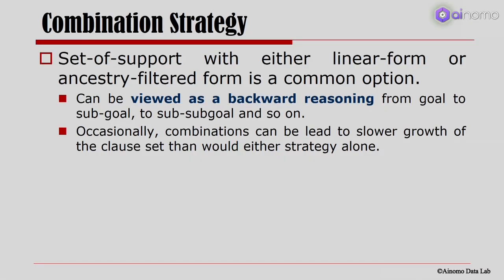Now, there could be strategies that are combinations. Set of support with either linear form or ancestry filtered form is a common option. You can view that as backward reasoning from goal to sub-goal to sub-sub-goal and so on. Now, occasionally combinations can lead to slower growth of the clause set than with either strategy alone.